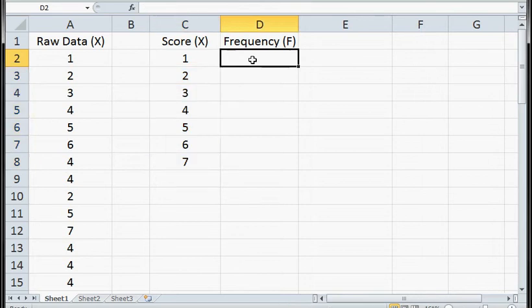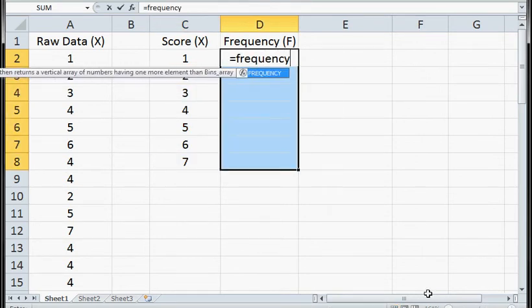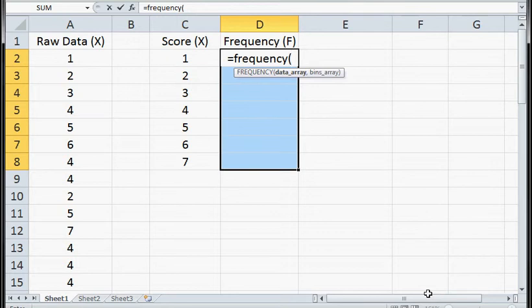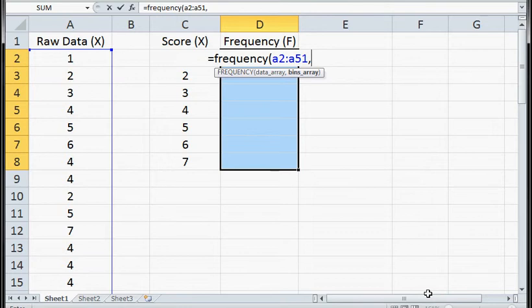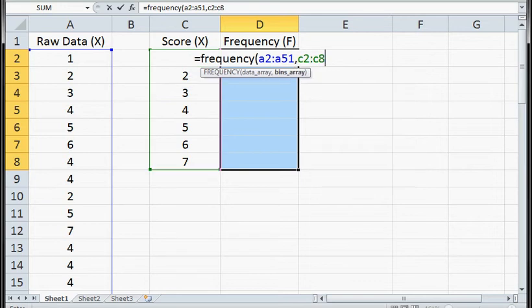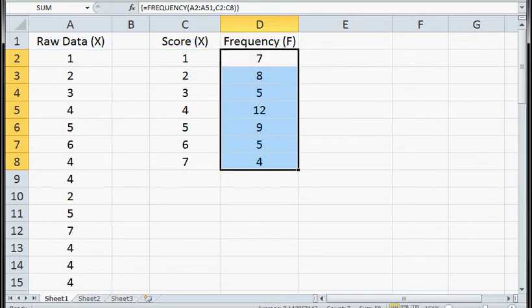Let's go ahead and begin by taking first and foremost the distribution itself. Using Excel's frequency function, we'll calculate that by using the data array and the bins array. The data array is the raw data itself. The bins array are the possible scores that the participants could have gotten in the form of our C column here. Now that we have our frequencies, we can use these to measure out our central tendency.